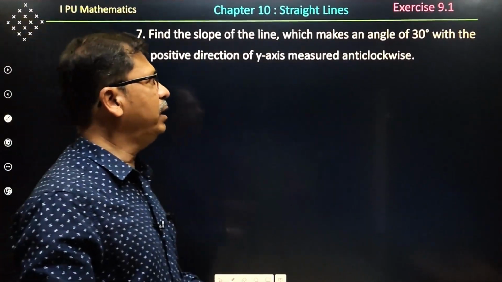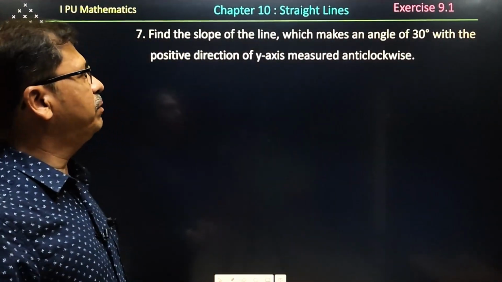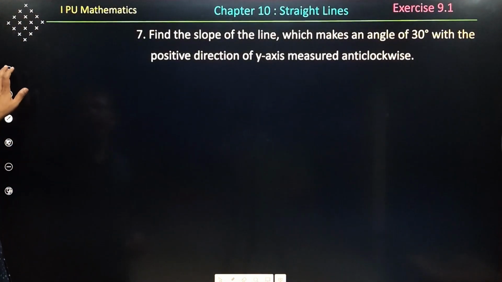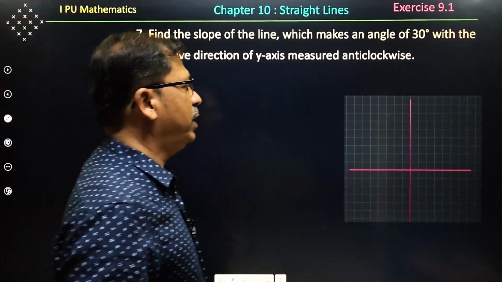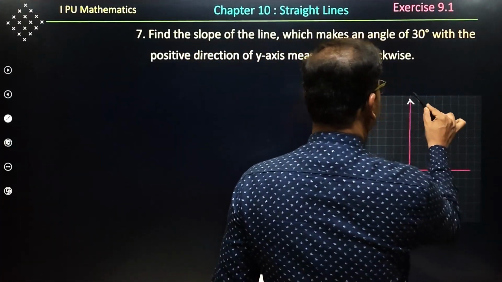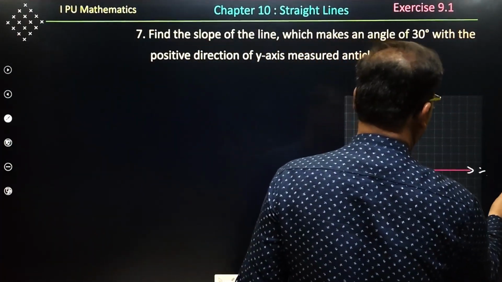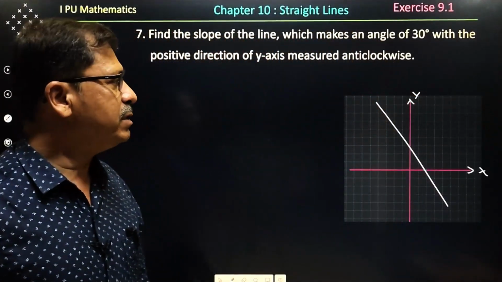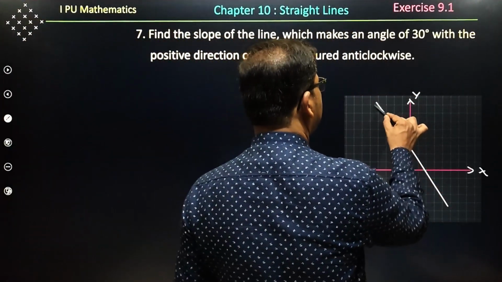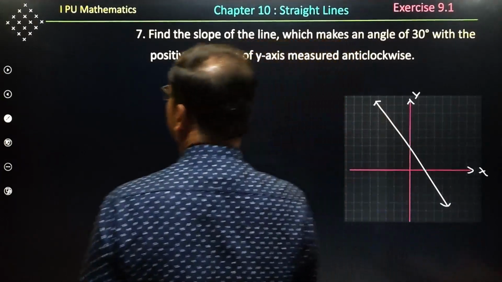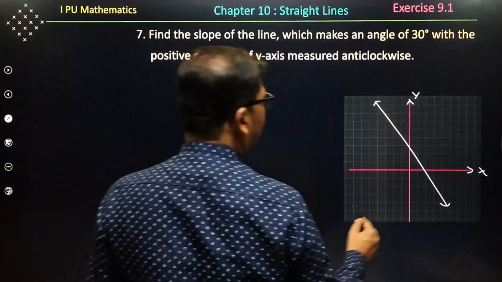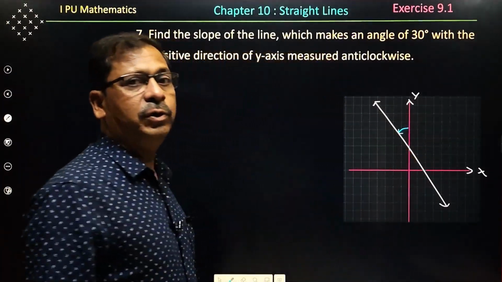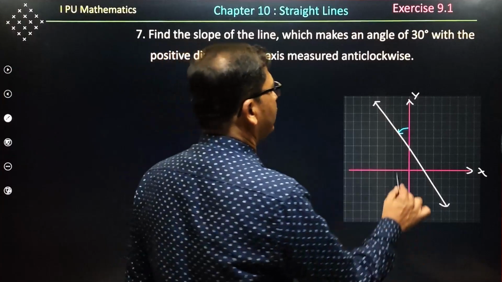Find the slope of the line which makes an angle of 30 degree with the positive direction of y-axis. Let me take this as y-axis here, and this is x-axis. There is a straight line. This straight line is making an angle of 30 degree with the positive direction of y-axis. With y-axis he has given 30 degree.